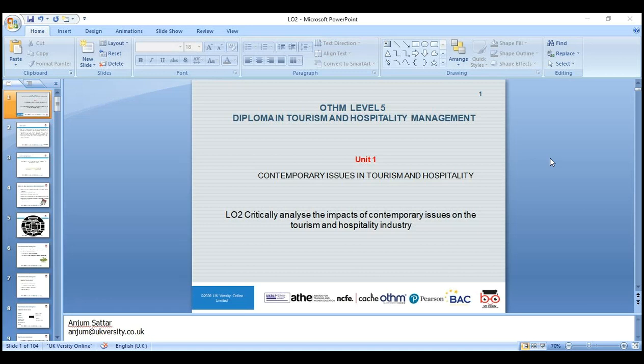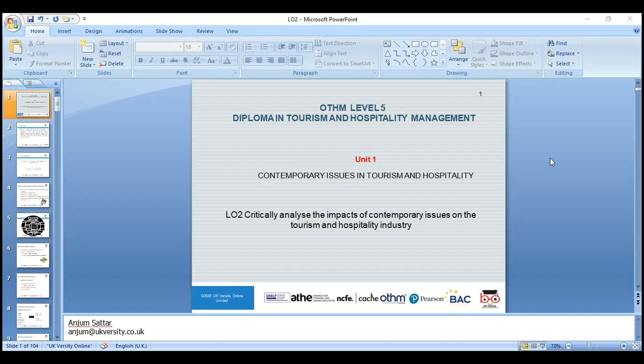Excellent, great. So today's lesson will look within those areas. What are the contemporary issues? What are the issues really all about? What are the latest issues and what will the impact be? And welcome everyone. My name is Anjum Satar and my email address is anjum@ukversity. If you need me, drop me an email.